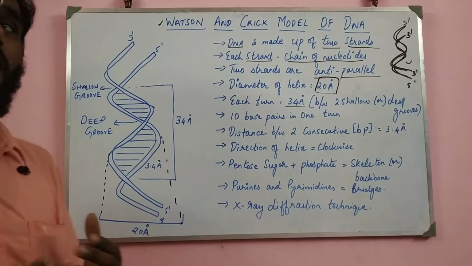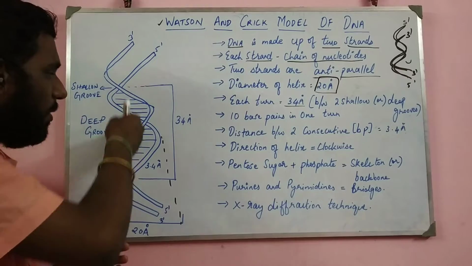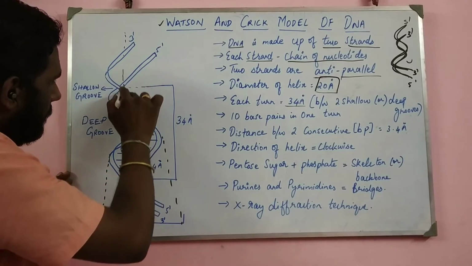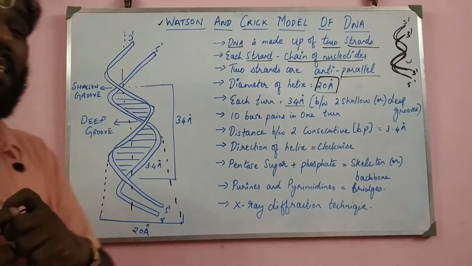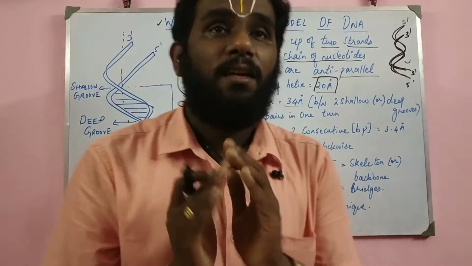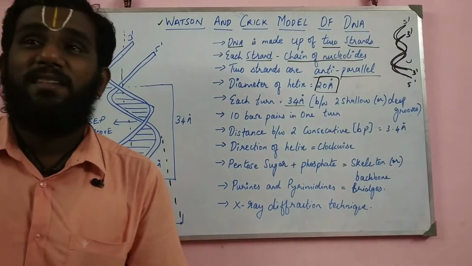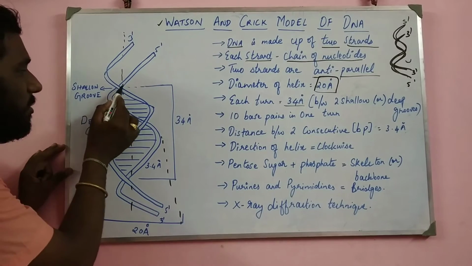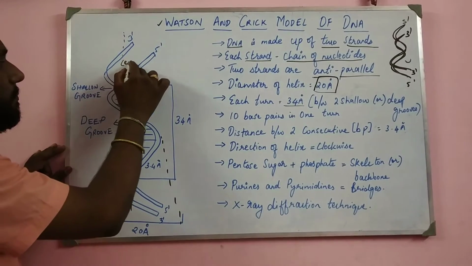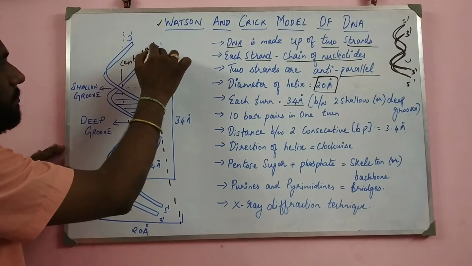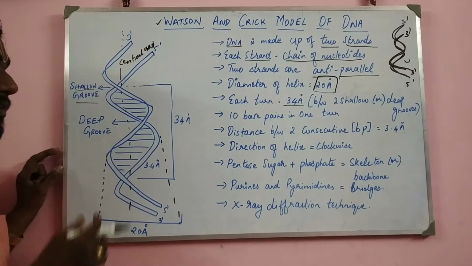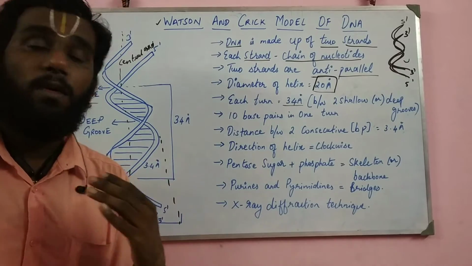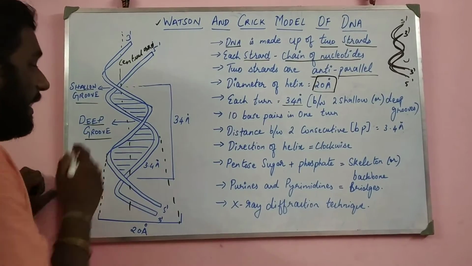What is the meaning of that? A shallow groove means that, if you look from the central point of view, with this as the central axis, the distance between the central axis and the groove is very, very small, then I call it a shallow groove. If the distance between the central axis and the groove is more, then I call it a deep groove. Here you find there is no gap at all between the central axis and the groove, so I call it a shallow groove. Whereas here you can find that the distance between the central axis and the groove is long. That is why it is called a deep groove.